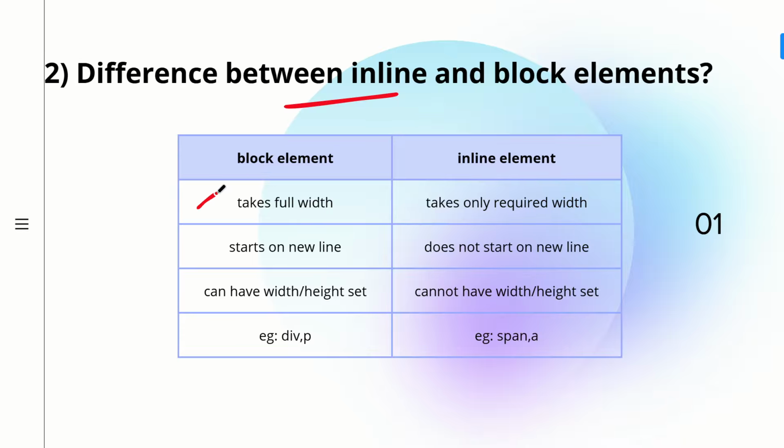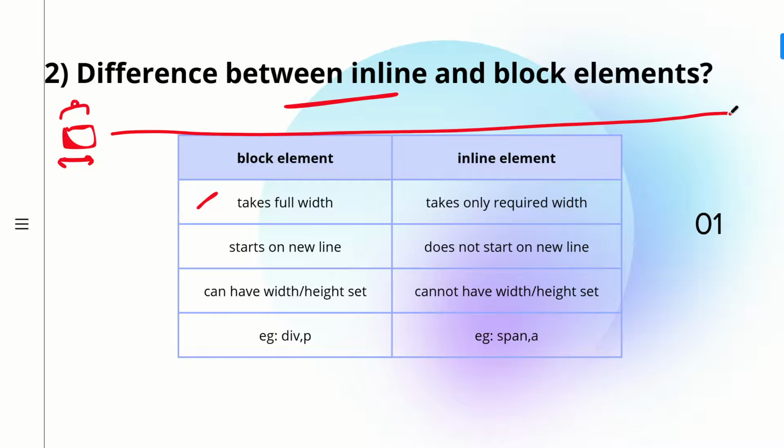The first difference is, block elements take the full width. If you have an element and it is a block element, even if the width required by this element is only this much, they are still going to take the entire horizontal space. They will not let any other element sit in the same horizontal space. They are going to take the entire width.